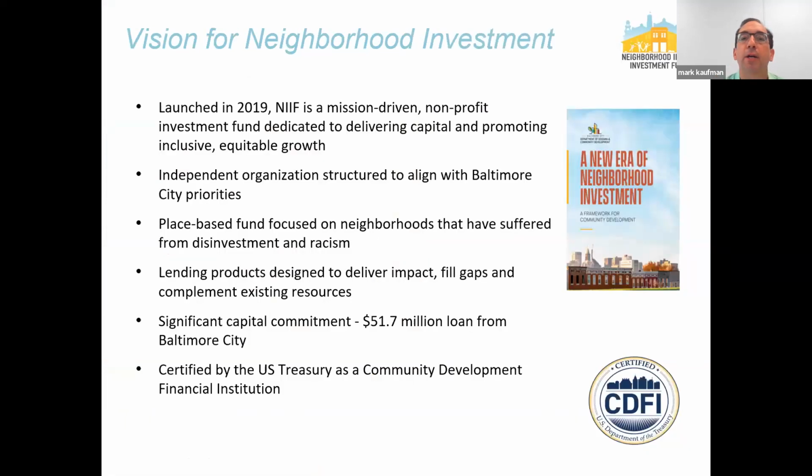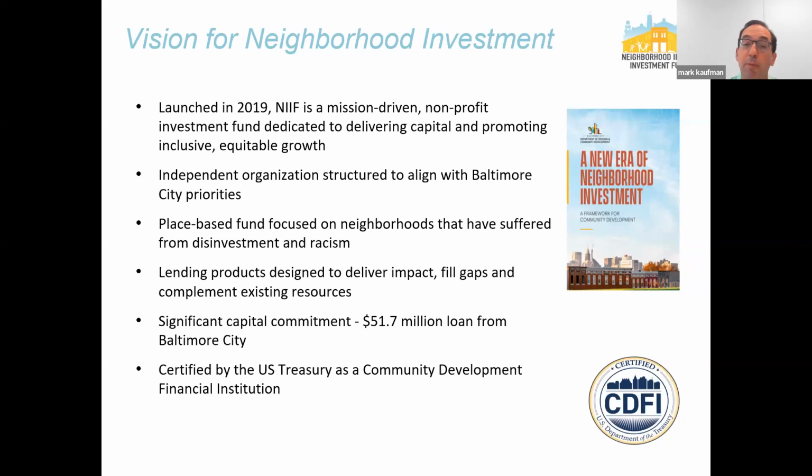By way of background, NIF was launched in 2019, so we're about 3.5 years old. We are a mission-driven investment fund focused on delivering capital and promoting inclusive, equitable growth in the city. We're an entirely place-based fund, and I'll explain what that means. All of our work is done in the city, and actually in a subset of the city. We're an independent organization that was set up by the city, but we are structured to align with Baltimore City government and its priorities.